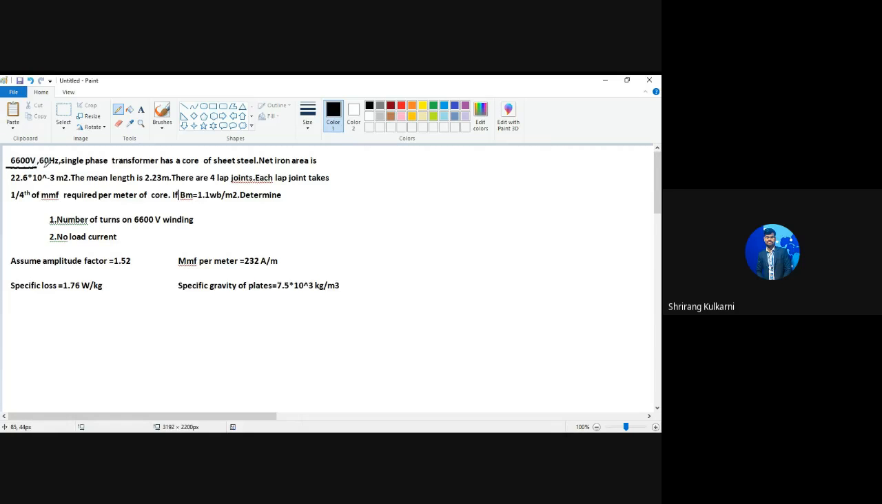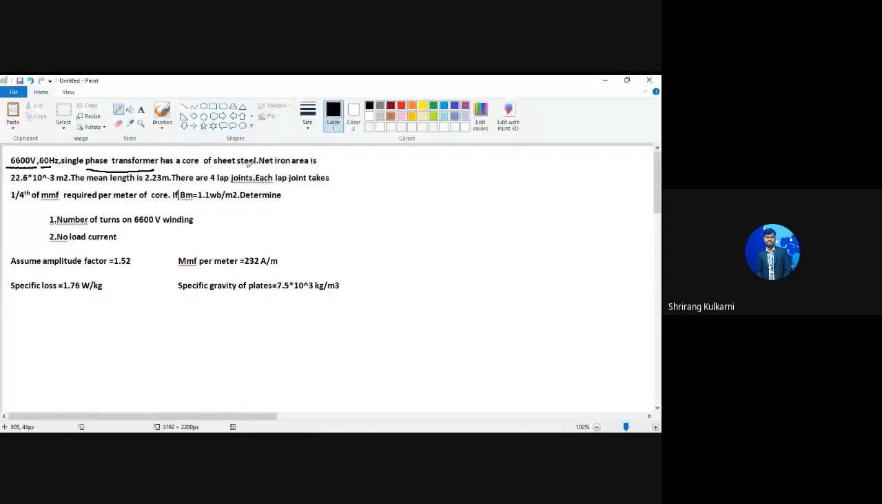6600 volt supply is given. So they have given 6600 volt supply, and frequency is given 50 hertz. It is a single phase transformer, has a core of sheet steel.